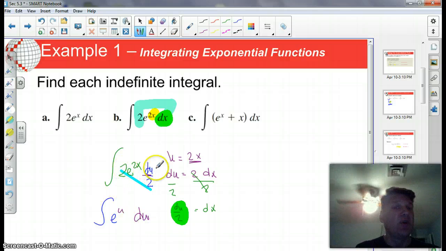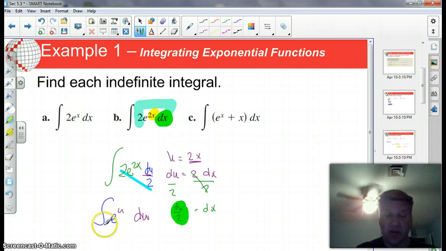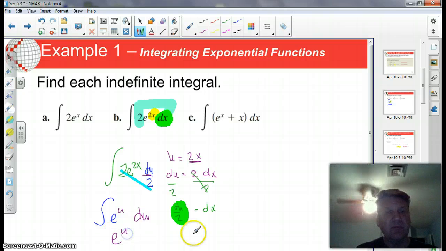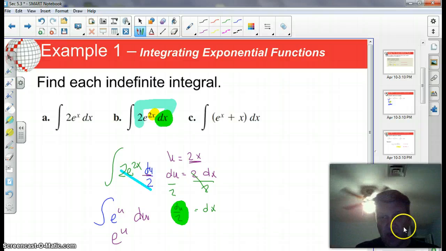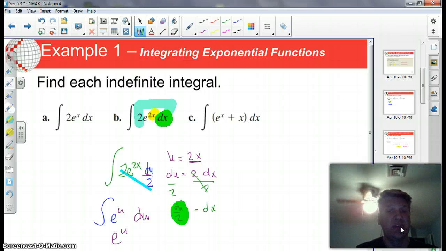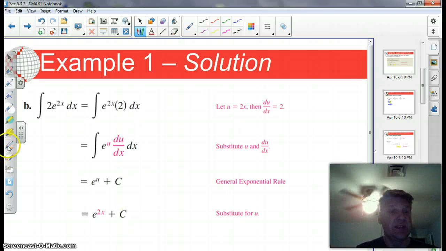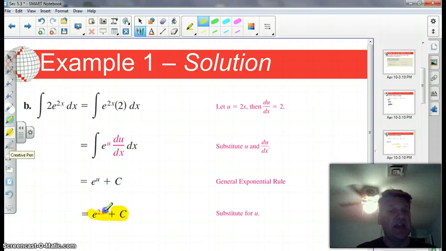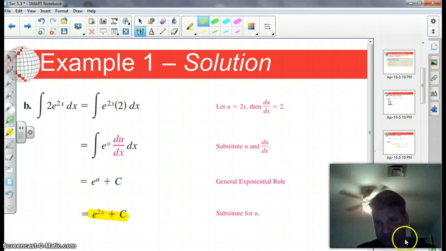So I've replaced all of my x's with u's. It's called a u substitution. And of course, we know the integral of e to the u is simply just e to the u. So my final step would be to replace u back with the substitution that I've made before, and u is 2x, and then we'll say plus c. So my final solution is e to the 2x plus c.